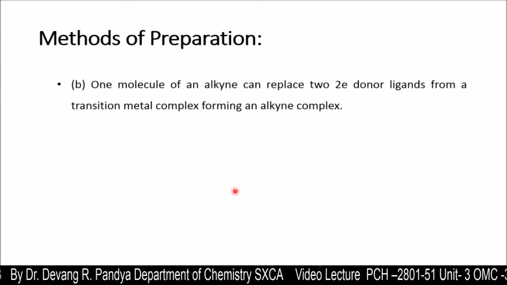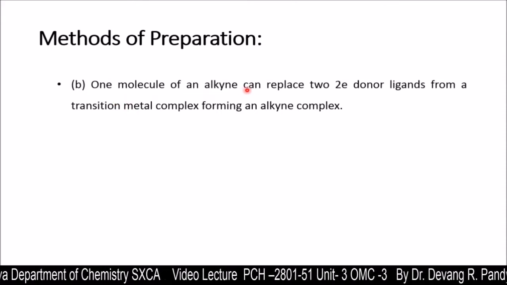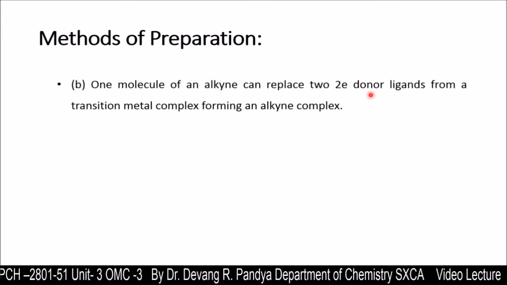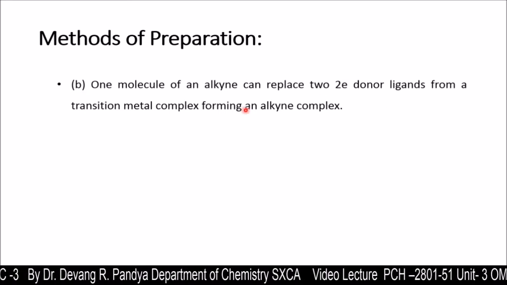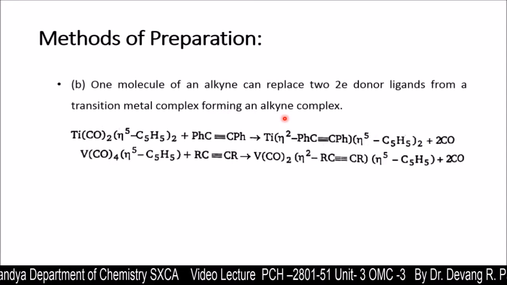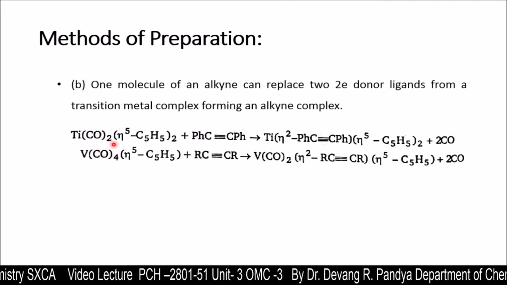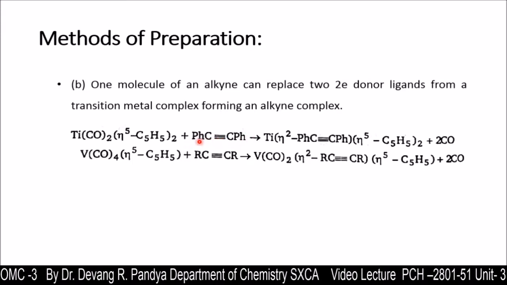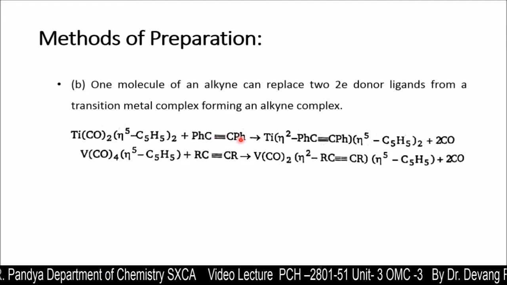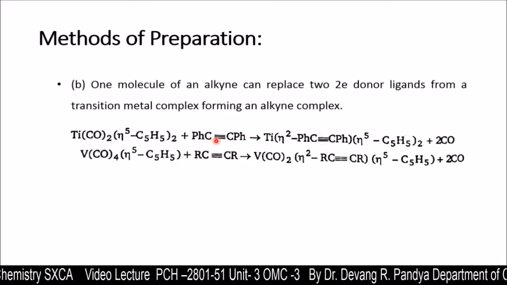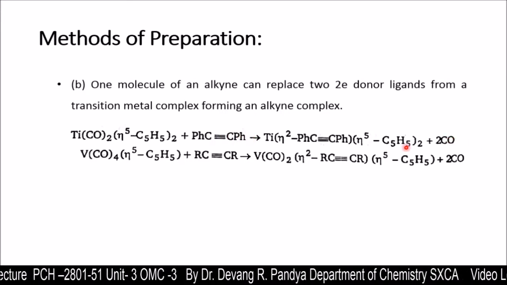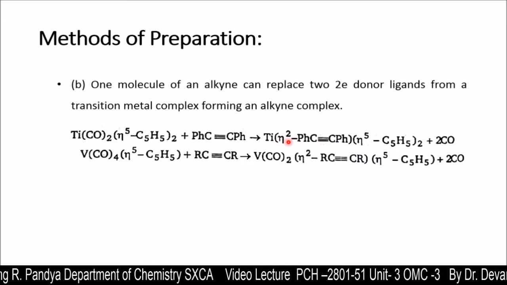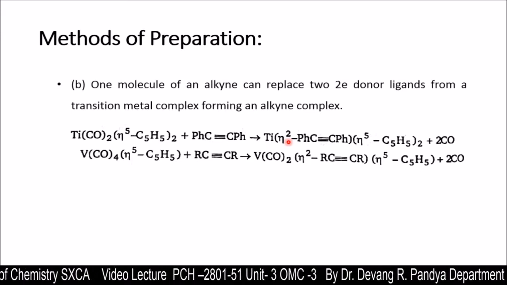Now the method of preparation, second route: one molecule of alkyne can replace 2 electron donor ligands from a transition metal complex, forming an alkyne complex. Here alkyne acts as a 4 electron donor ligand. Here you can see titanium dicarbonyl bis cyclopentadienyl complex treated with an alkyne in which the protons of the alkyne are substituted by two phenyl groups. So this ligand acts as a 4 electron donor ligand, and substituting 2 carbonyls we get the alkyne complex where the hapticity is 2. So here dihapticity would be there compared to the previous one. That is how this preparation method is a little different.